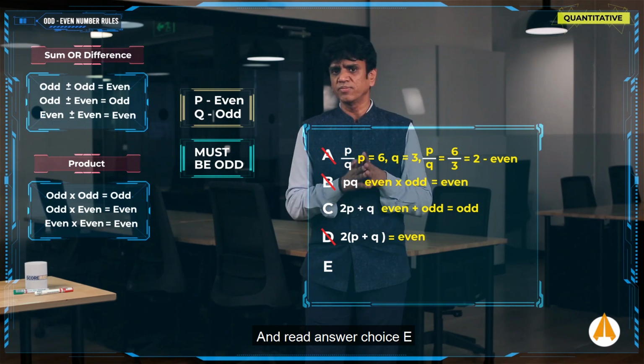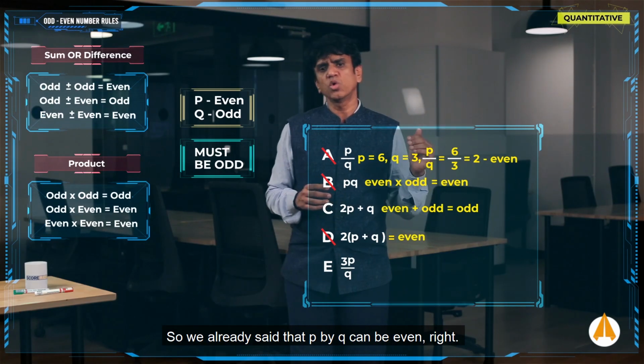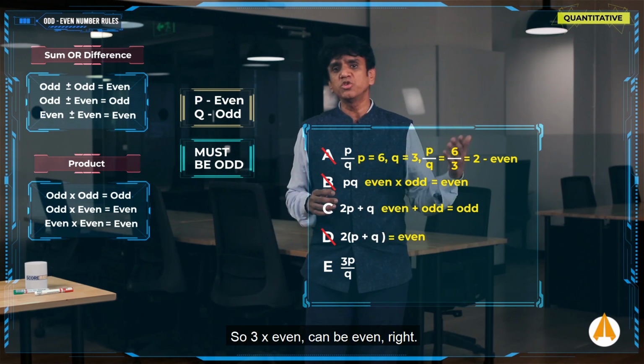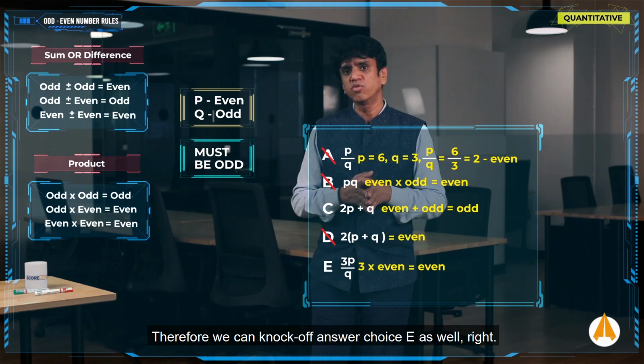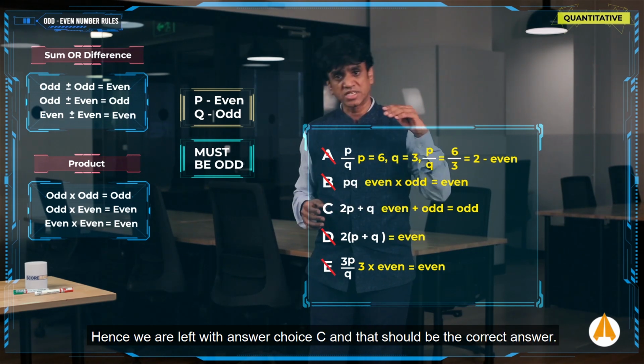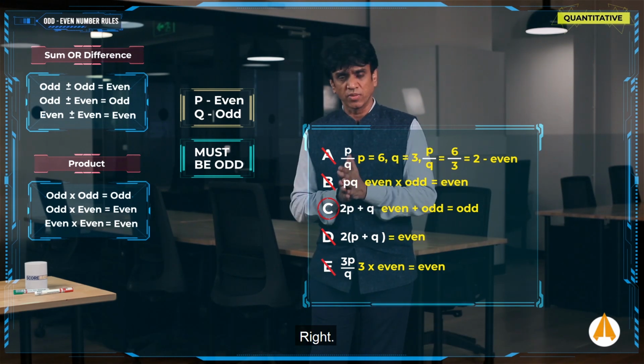And read answer choice E. 3P by Q. So we already said that P by Q can be even, right? In answer choice A. So 3 into even can be even, right? Therefore, we can knock off answer choice E as well, right? Hence, we are left with answer choice C, and that should be the correct answer, right? Is that clear?